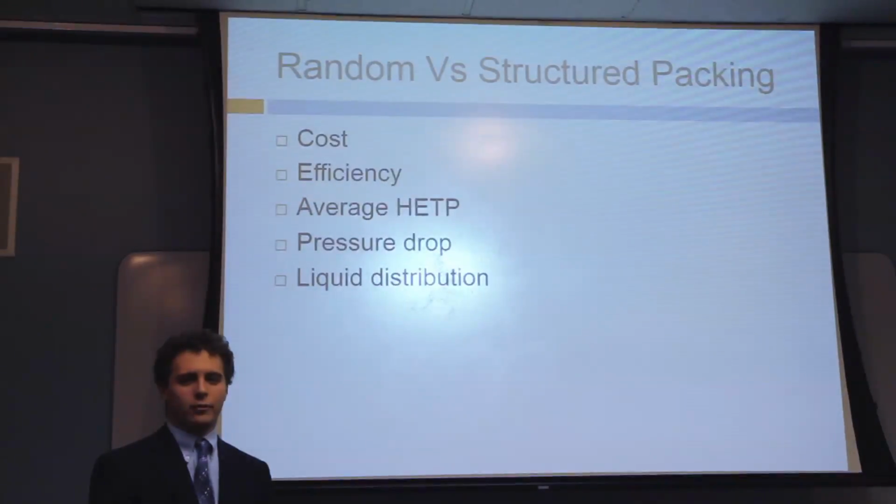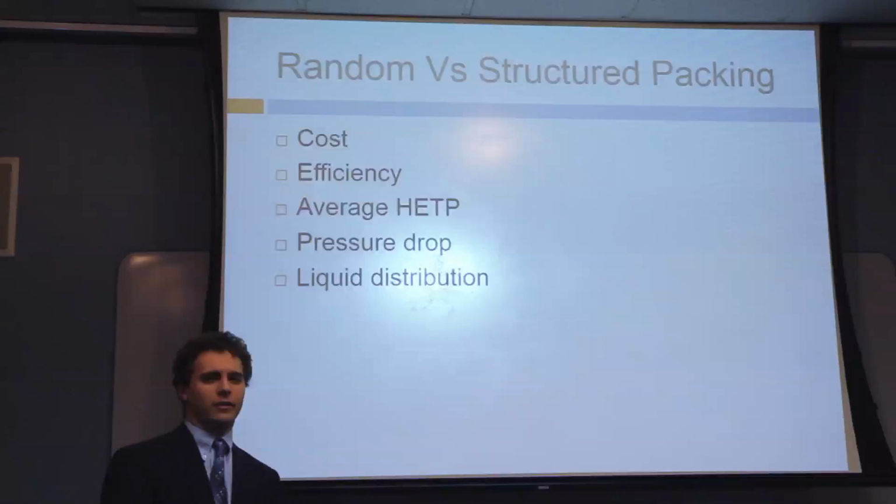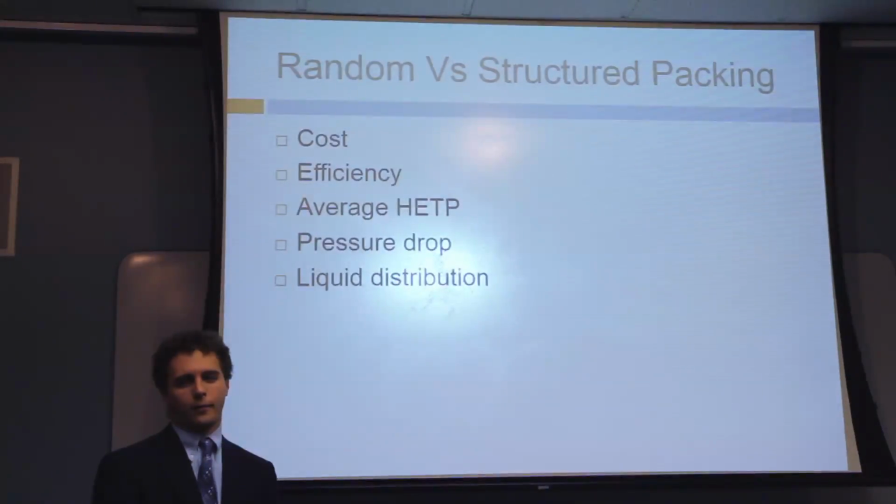Pressure drop, as mentioned before, is a consideration for vacuum distillation, and structured packing provides lower pressure drops per stage than random packing does. Liquid distribution will be a problem for packed columns in general, but it will be a little bit less of a problem for structured packing compared to random packing, because with random packing, the orientation of the packing pieces will not always be in a predictable pattern.